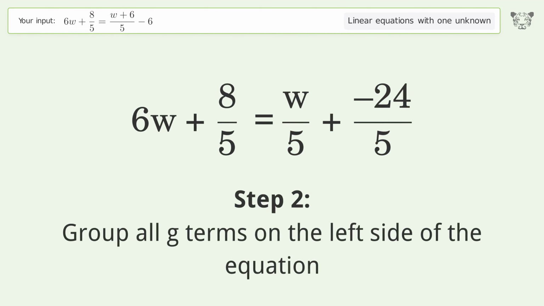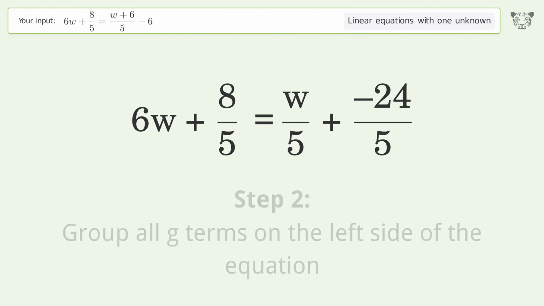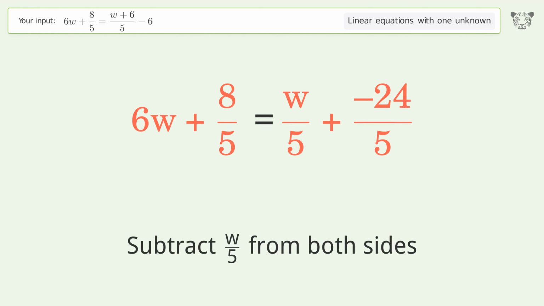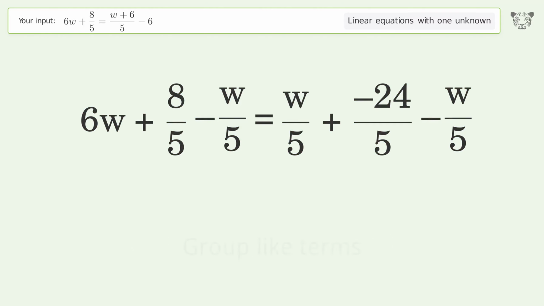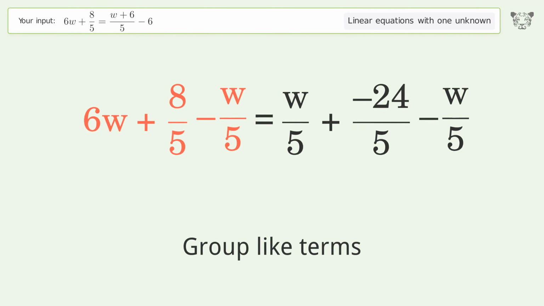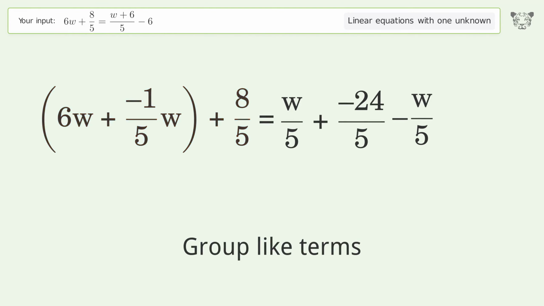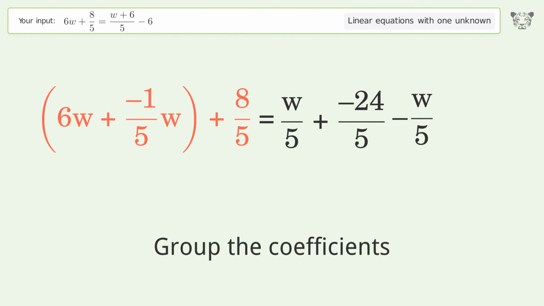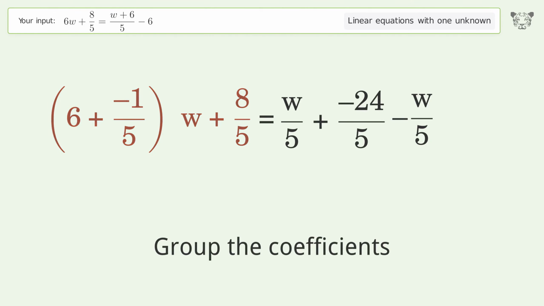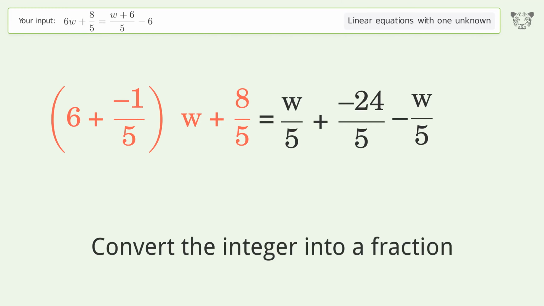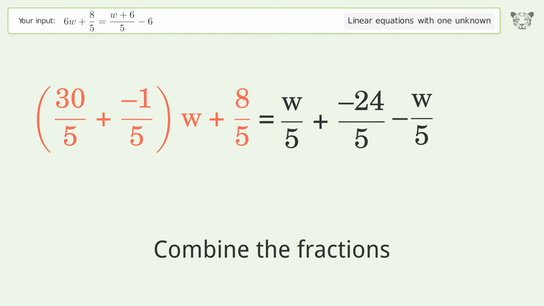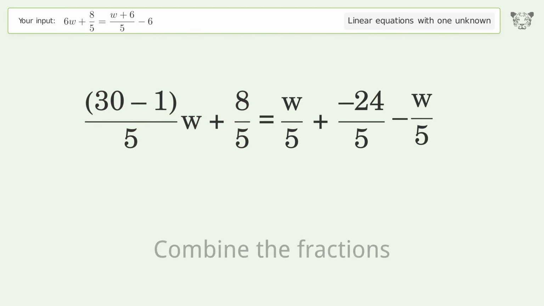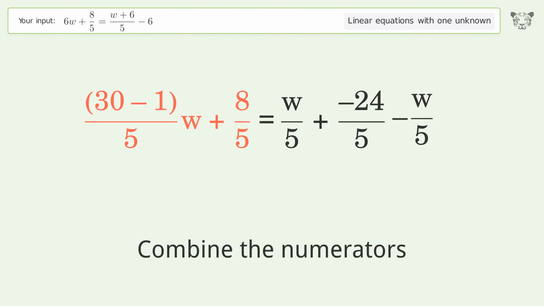Group all g terms on the left side of the equation. Subtract w/5 from both sides. Group like terms. Group the coefficients. Convert the integer into a fraction. Combine the fractions. Combine the numerators.